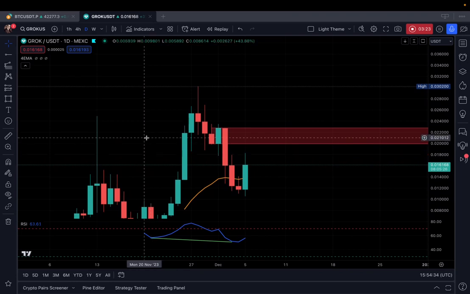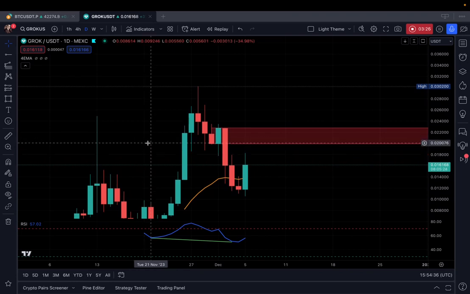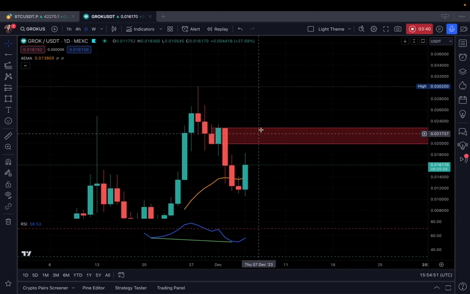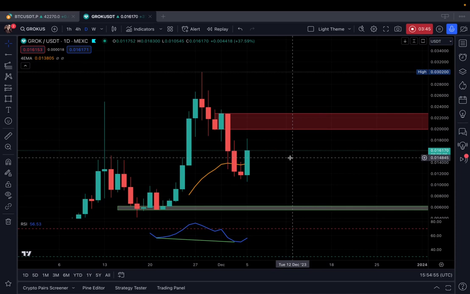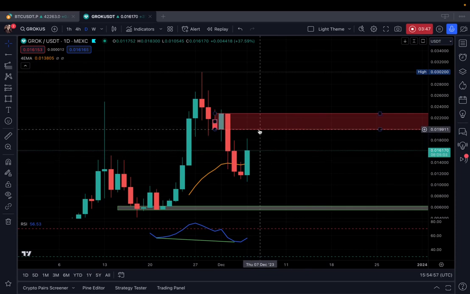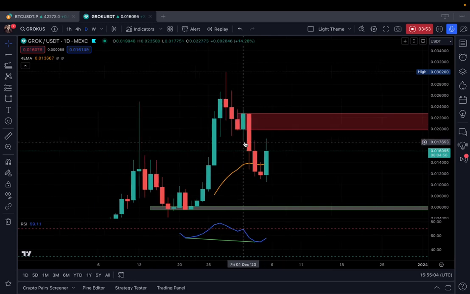Also, we have a supply zone beginning at 2 cents, proximal line at 2 cents, and the distal line at almost 2.3 cents. So we draw this area as well. It doesn't mean that price will necessarily pull back when it gets to the zone, but it is a sign for us and a possible take profit point.